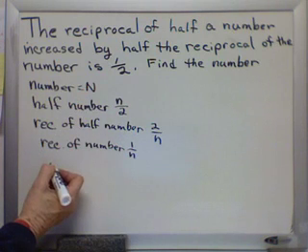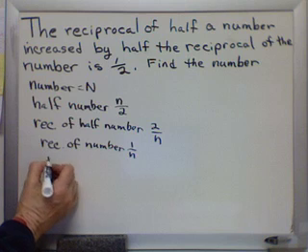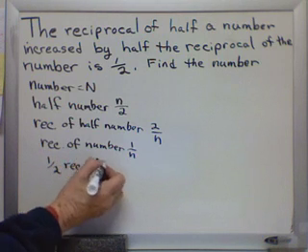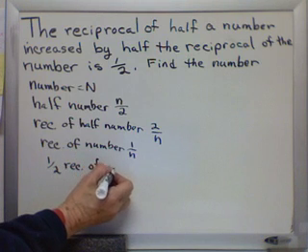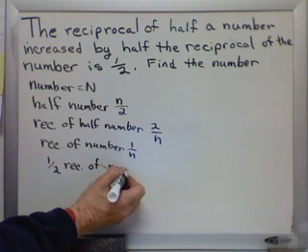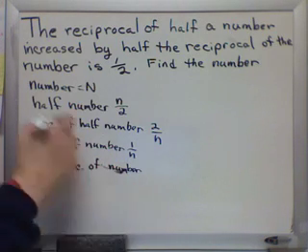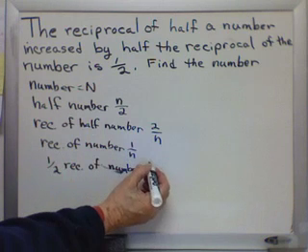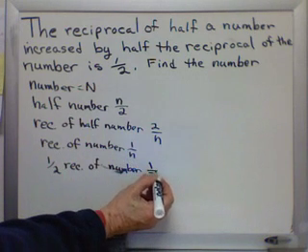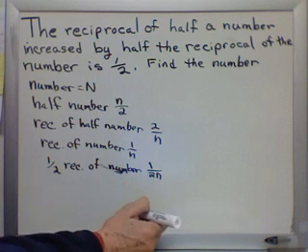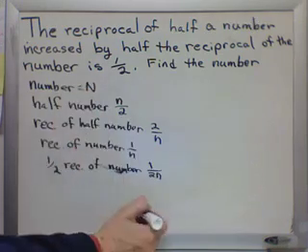And then they talk about half the reciprocal of the number. So if the reciprocal of the number is 1 over n, half the reciprocal would be 1 over 2n, or 1/2 times that, which would be 1 over 2n. Whoa, all of these things in the problem.